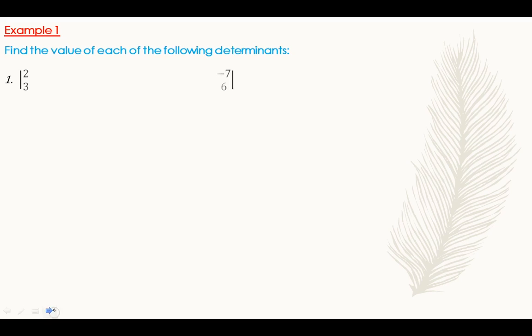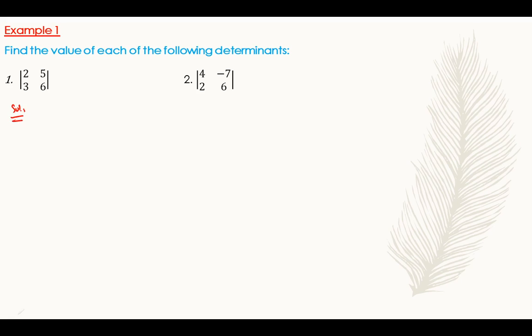Okay, example 1. Find the value of each of the following determinants. Here we want to find the value of each of the following determinants. Okay, this is a very easy example. Okay, let's solve it together. Solution.